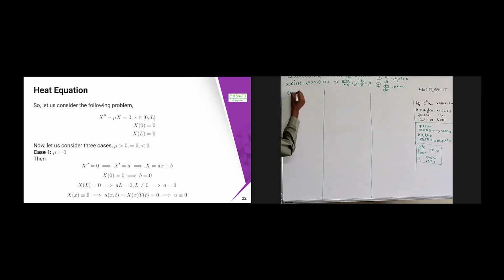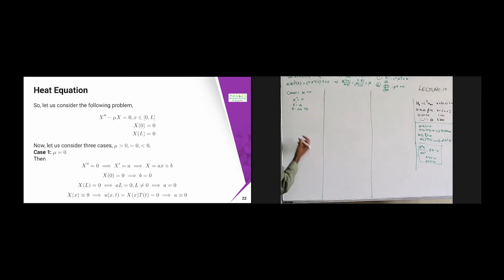So case number 1 is nu equal to 0. Okay, suppose nu equal to 0. Then this d square by dx square is going to become x double dash equal to 0. Therefore, x dash is going to become a, and x is going to become ax plus b.